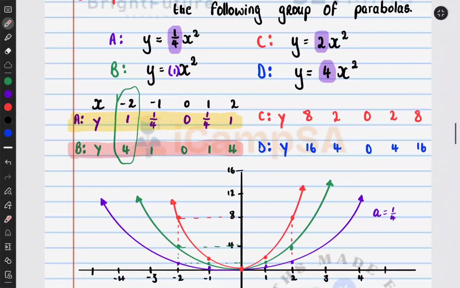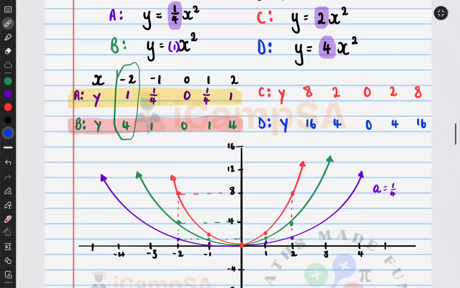And then next, let's do number D. Let's plot graph number D. So for number D, we have what? -2 and 16. See here's -2 and 16 is there at the very top. And then next we have -1 and 4, so it's gonna be here. And then we have 0 and 0, 1 and 4, and then 2 and 16. You join our dots.